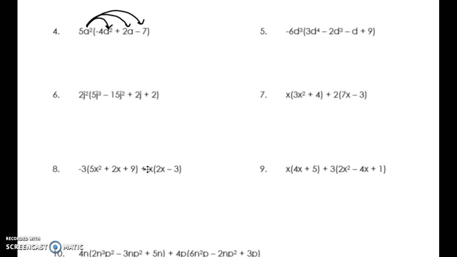When I multiply these together, first 5a squared times negative 4a squared. First I multiply the coefficients. So 5 times negative 4 gives me negative 20. And then I do the like variables. So a squared times a squared, what does that give me? A to the 4. So that's my first term. Then I distribute 5a squared to 2a. First I do the coefficients. 5 times 2 gives us 10. I'm going to add 10 because it's a positive 10. And then a squared times a gives you what, Lane? A to the third.